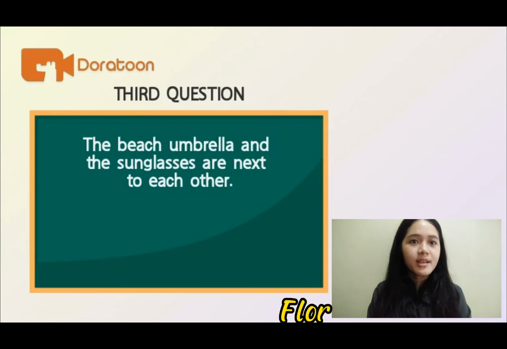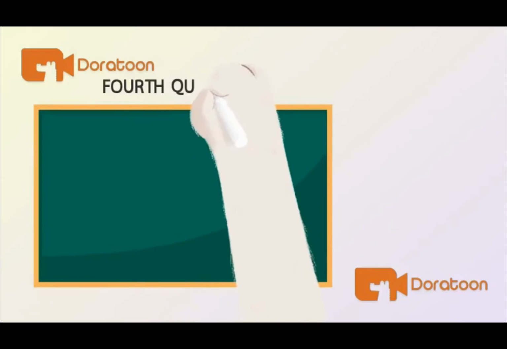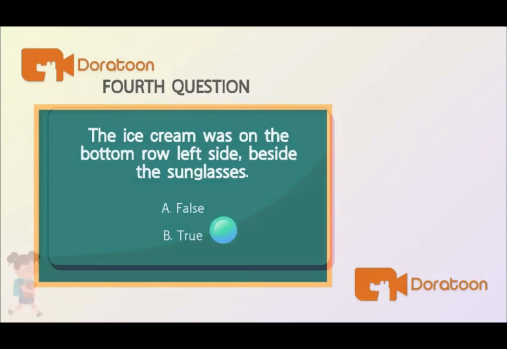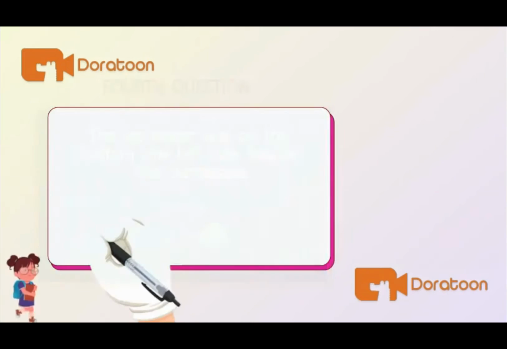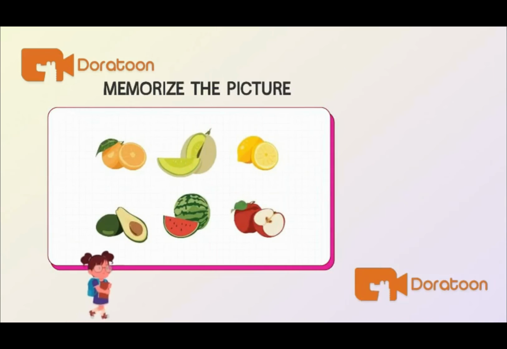The beach umbrella and the sunglasses are next to each other. False. The ice cream was on the bottom row left side beside the sunglasses. True. Memorize the picture.